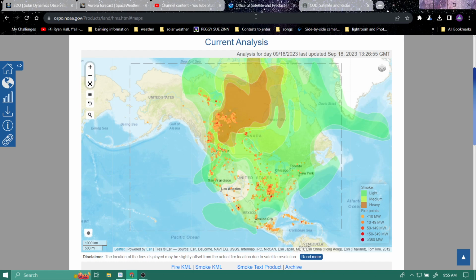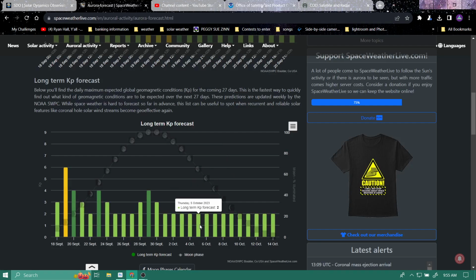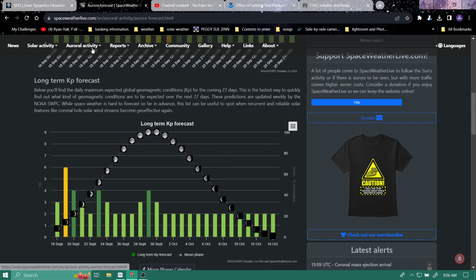Looking at our forecast, newbies, this is lesson time. Everybody dial your ears up and pay attention. Looking at that KP value back here, this really means nothing. This is not what you need to be looking at.